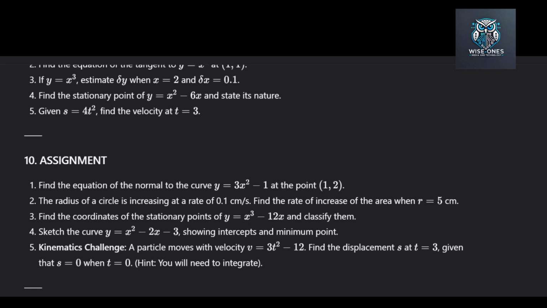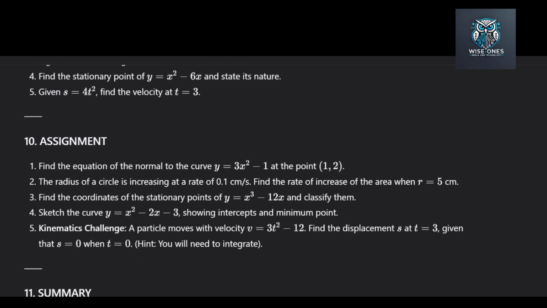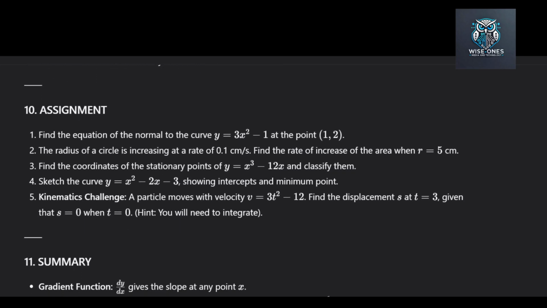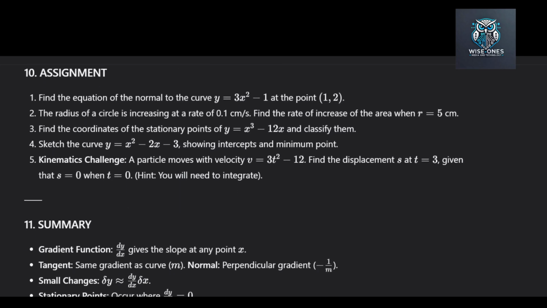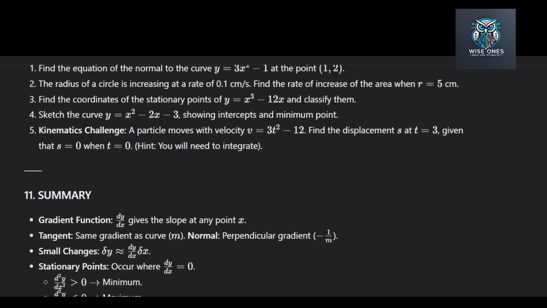Section 10, please do these at home. Question 1, find the equation of the normal to the curve y equals 3x squared minus 1 at the point (1, 2). Question 2, the radius of a circle is increasing at a rate of 0.1 centimeters per second. Find the rate of increase of the area when r equals 5 centimeters. Question 3, find the coordinates of the stationary points of y equals x cubed minus 12x and classify them.